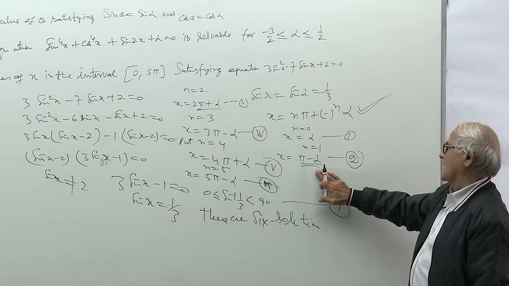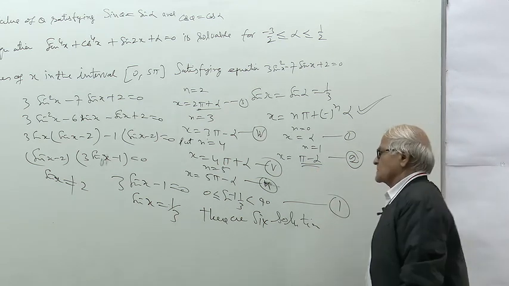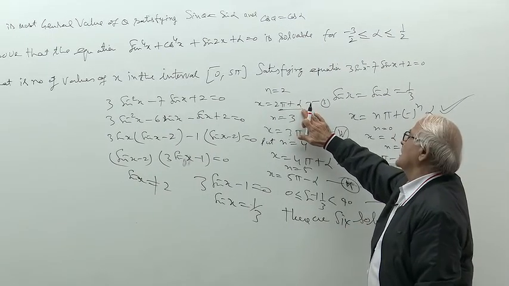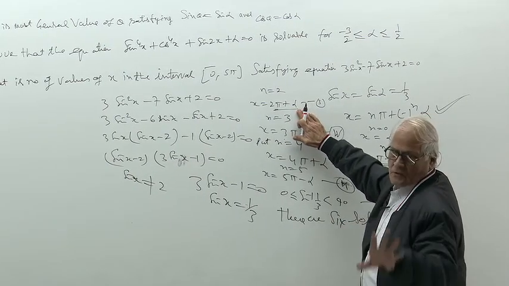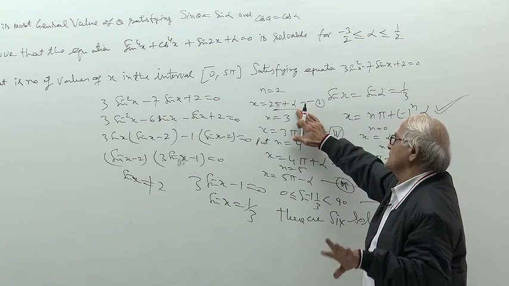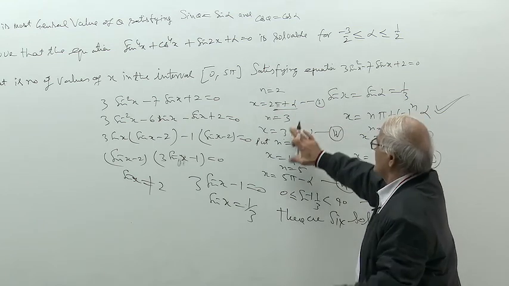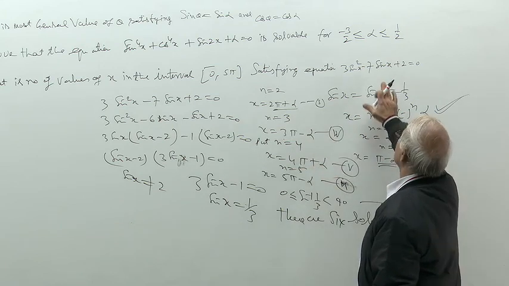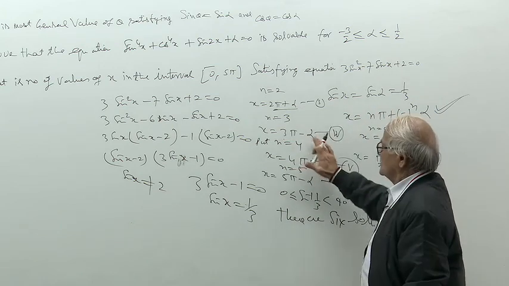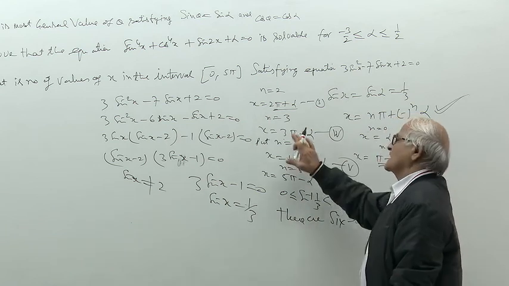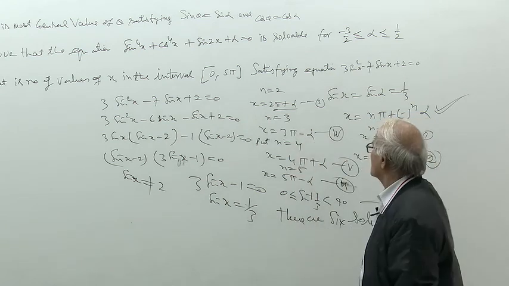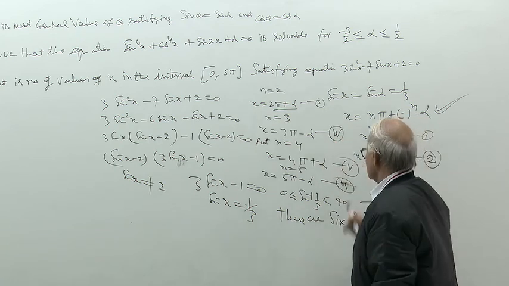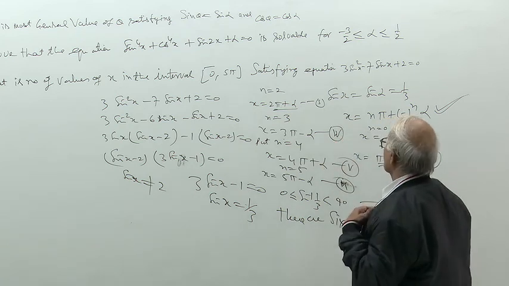Now we take n is equal to 2. We have 2 pi plus alpha. This is the third solution. If we take n is equal to 3, putting it in the general formula, we get the value of x as 3 pi minus alpha. This is the fourth value.